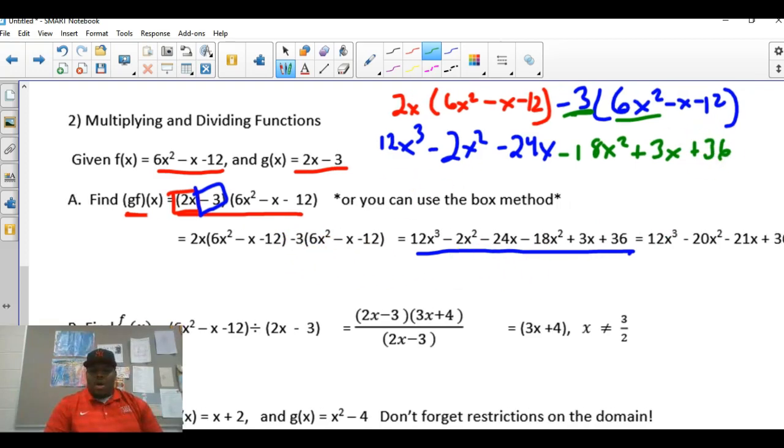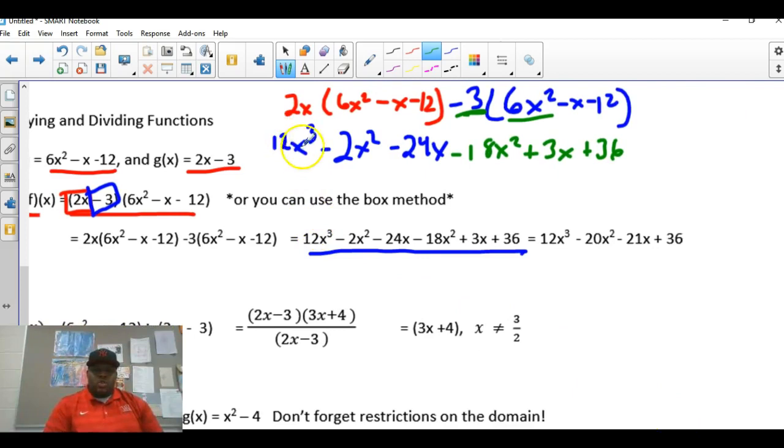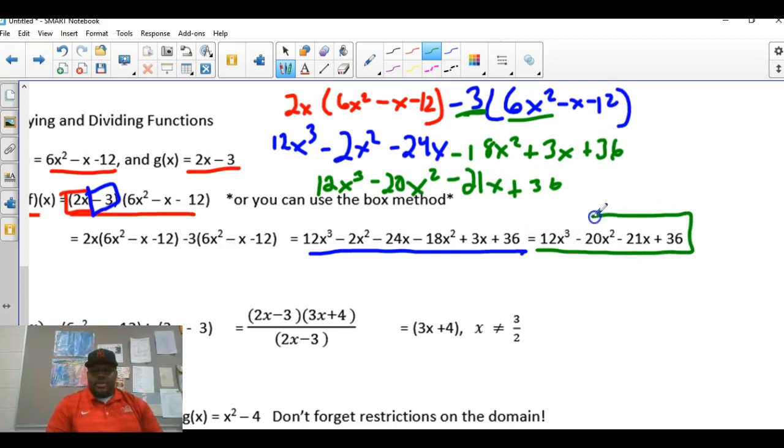And now just simplify all the like terms, okay? So I have a cube here, 12x cubed. There is no other cube that is alike, so I want to go 12x cubed. Then I go x squared, negative 2x squared, and there's a negative 18x squared. Well, negative 2 and negative 18, if you combine the terms, you get negative 20x squared. And then you have negative 24x and positive 3x. Well, negative 24 plus 3 is going to be negative 21x. And then you have the constant of positive 36, which is this answer right here, guys. Okay.